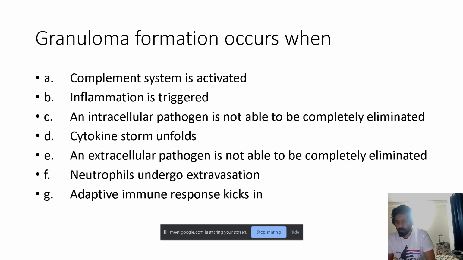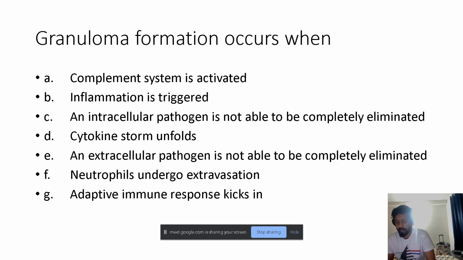Granuloma formation occurs when complement system is activated, inflammation is triggered, an intracellular pathogen is not able to be completely eliminated, cytokine storm unfolds, an extracellular pathogen is not able to be completely eliminated, neutrophils undergo extravasation, adaptive immune response kicks in. Do you guys know what granuloma is? Granuloma, sir, basically occurs after inflammation only. Means I think it will be option B, sir.